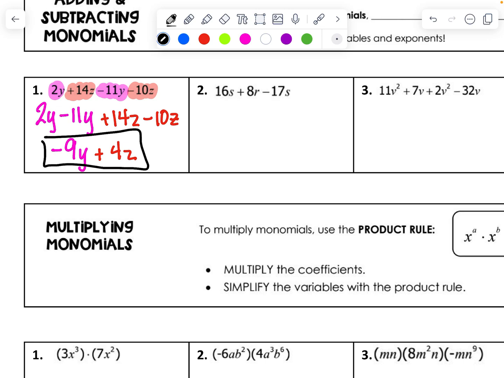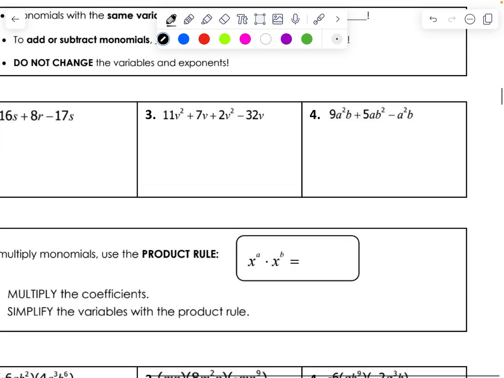All right, I'm going to skip to number 3. I have V squareds, and then I have single V's. Those are my like terms. So I'm going to combine my V squareds: 11 V squared and positive 2 V squared gives me 13 V squared.